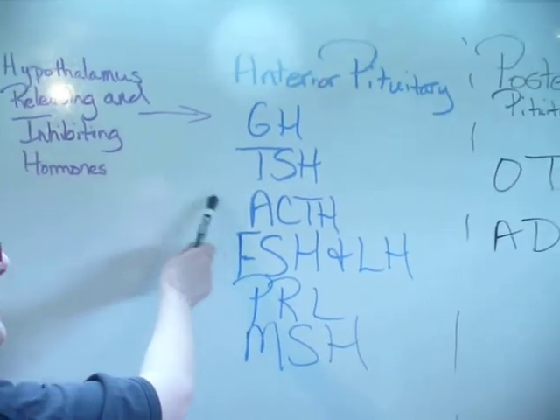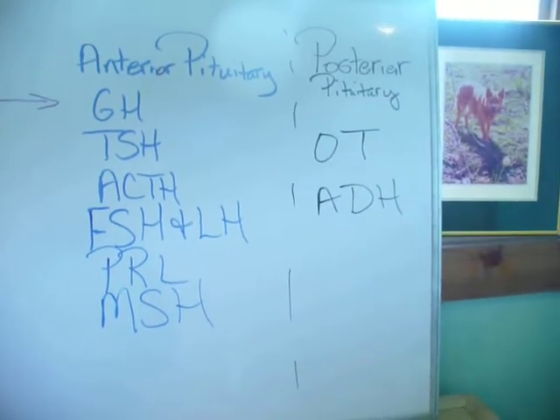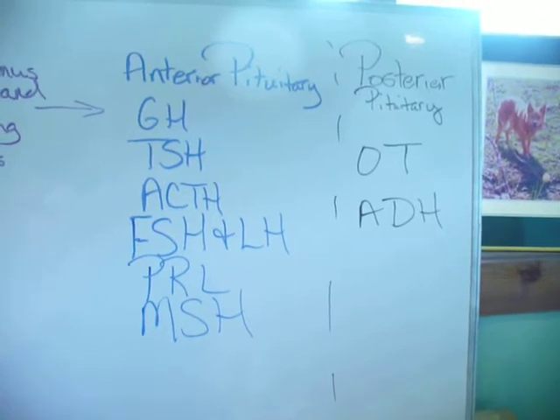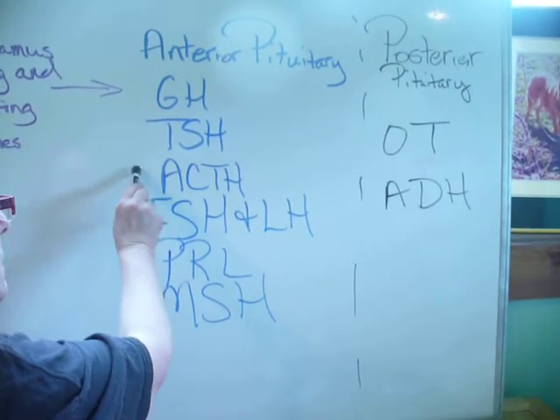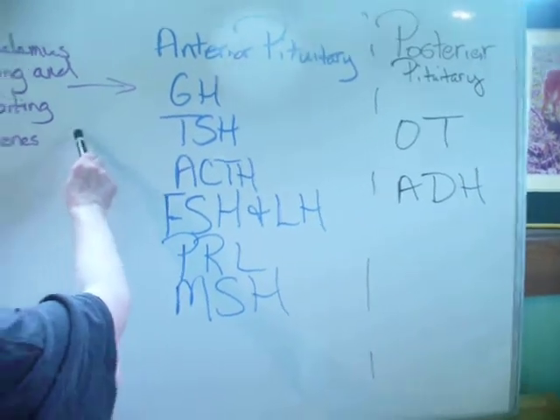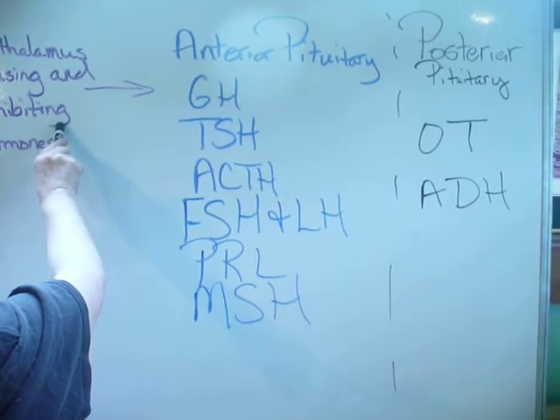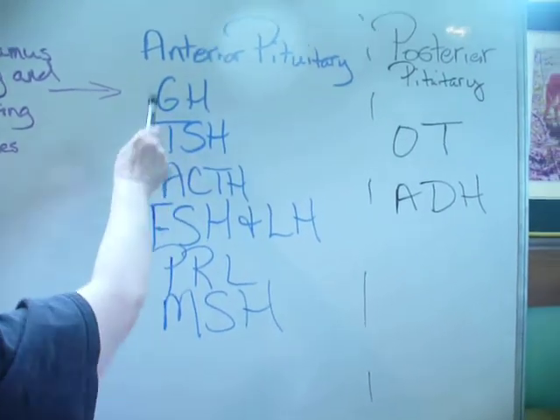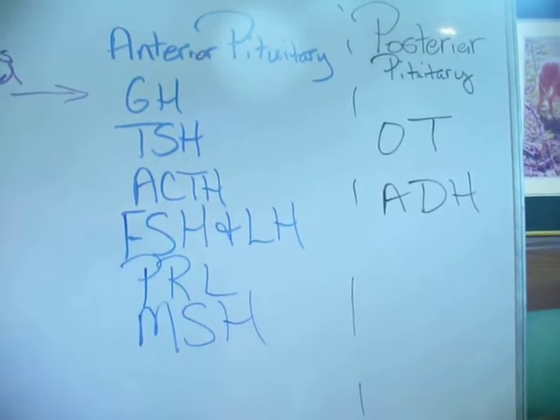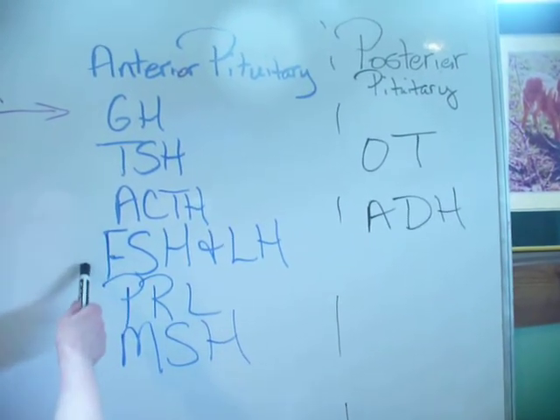There was the corticotropin releasing hormone that then stimulates the production of adrenocorticotropic hormone. CRH stimulates the anterior pituitary to produce ACTH, which then stimulates the adrenal cortex. We'll talk about that in a minute.